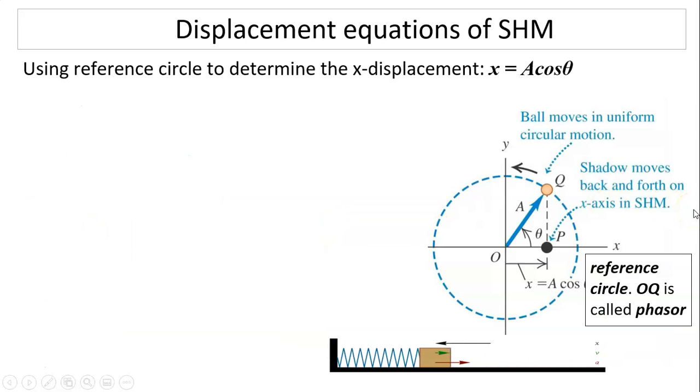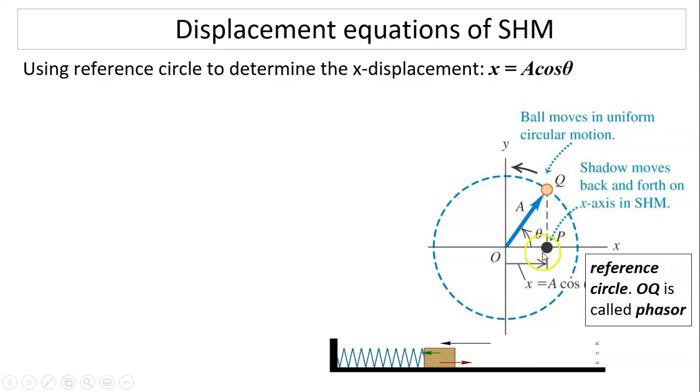How do we find the displacement equation? We know the circular motion pretty well. So again, let's take a look at this circle. This circle is called a reference circle. This OQ is called the phasor. This shadow, the black dot, corresponds to the simple harmonic motion in the horizontal. The ball moves in uniform circular motion. The shadow moves back and forth on the x-axis in simple harmonic motion.